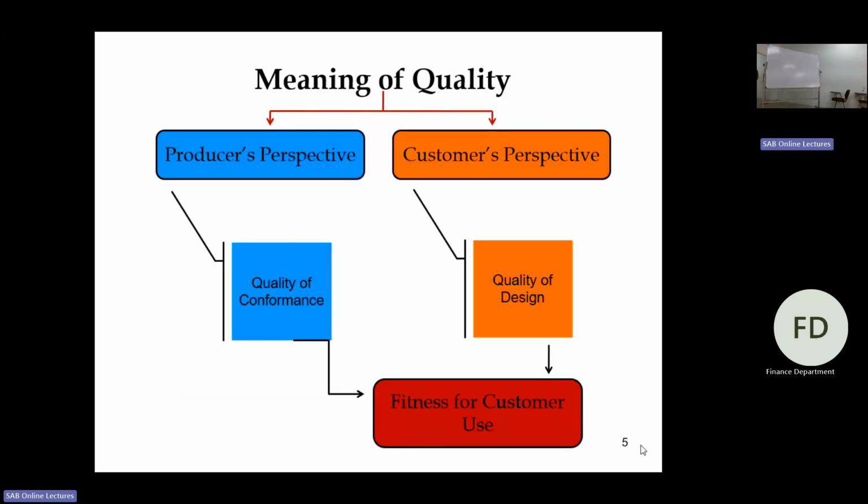Now, in slide number 5, the meaning of quality is described in two ways. One is from the manufacturer side, and the somewhat latest is the consumer side. However, in businesses, we need to combine both together, and that is how quality can be achieved. The producer side is the concept we use, and that is called quality of conformance.